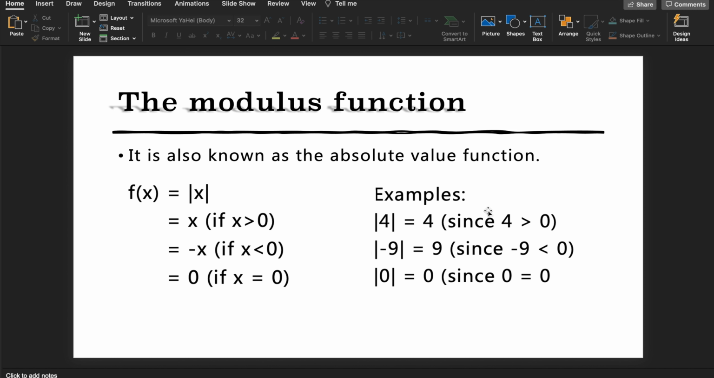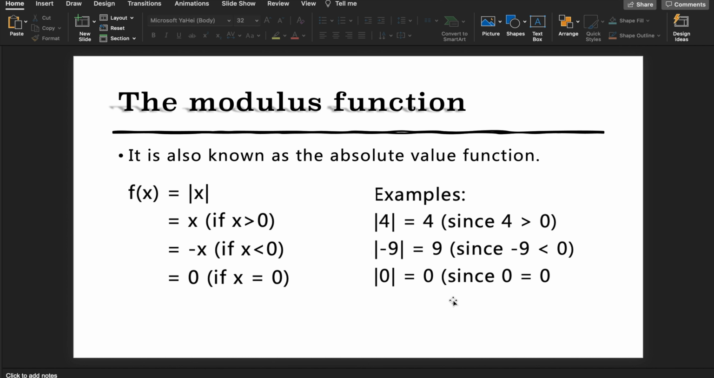So I've given a few examples here. So modulus of 4 equals 4, because I've given the explanation. If you look at this, I've drawn it parallel to this. This is the reasoning, since 4 is greater than 0. And modulus of minus 9 is 9, because minus 9 is less than 0. And modulus of 0 will be 0. It's very simple. And there are two methods of solving the equations.